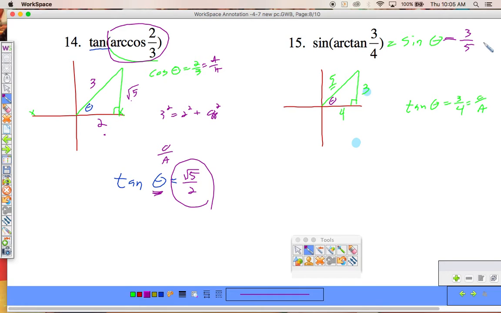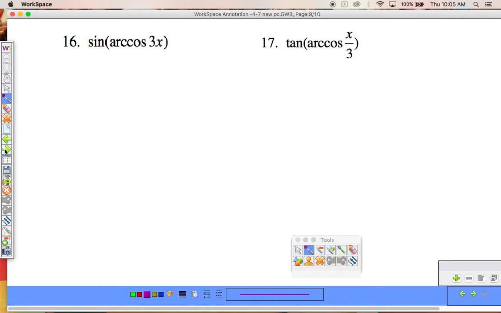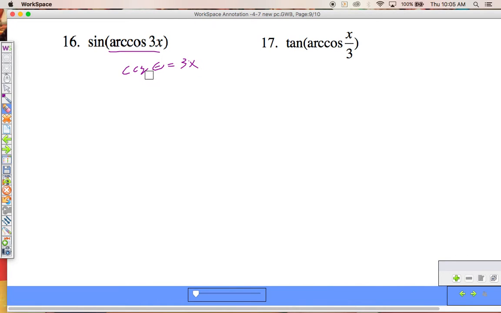All right, so those are numbers. What we're going to do next is we're going to do variables, but it's going to be the same process. All right, I want the sine of the arc cosine of x. I want the sine of the arc cosine of 3x. All right, so this means the cosine of theta equals 3x. Whatever that x is, I don't know.